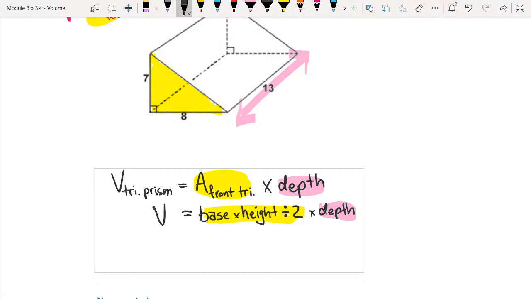And now we can just actually put those numbers in. Our particular triangle has a base of 8 and a height of 7. And we have to divide it by 2 because it's a triangle. It's not a full rectangle. It's half of a rectangle. So that would be the area of that front face. And then we have to multiply it by the depth, and this is 13 deep.